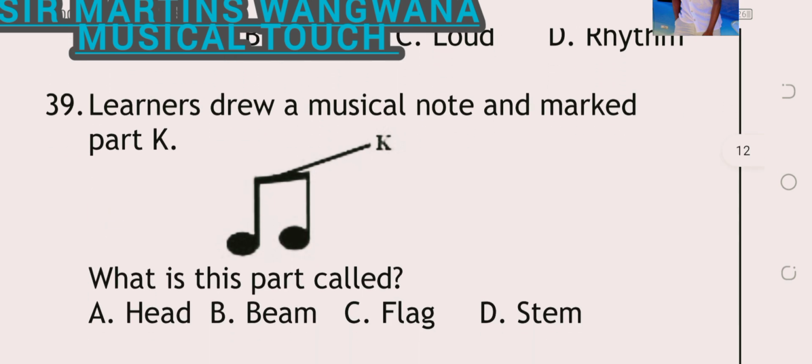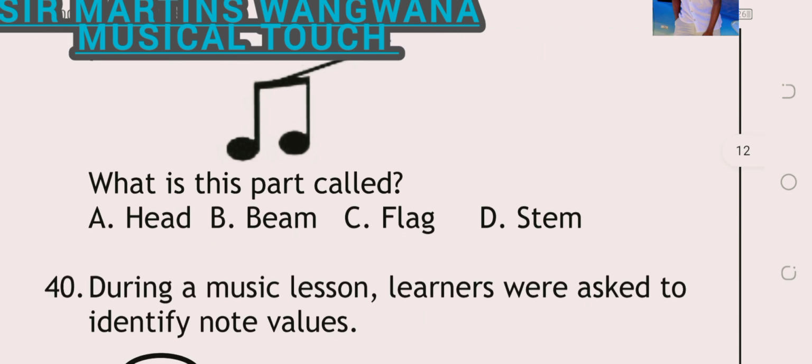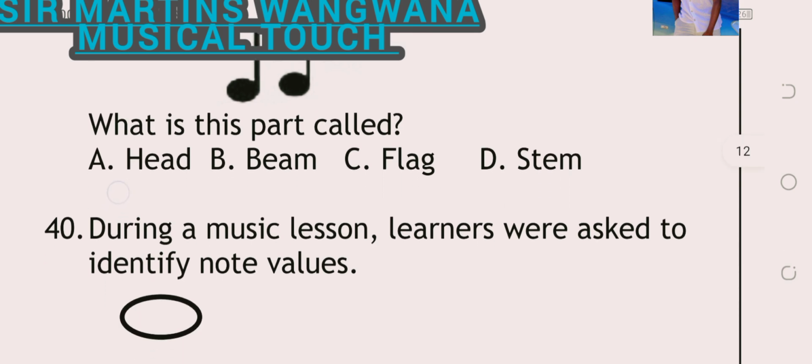Number 39, learners drew a musical note with a part marked K. What is the part called? This one is a beam, not a flag. Because when the flags join, they are referred to as a beam. So the correct answer there is B.